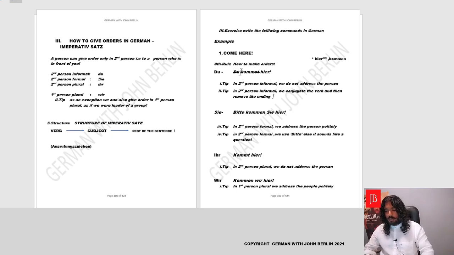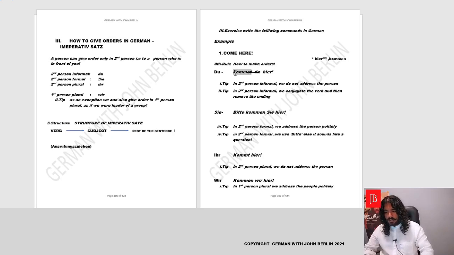So you'll basically omit du, and you'll go forward with the verb. Kommst du hier. We'll remove the du. We don't need the du. And we'll basically conjugate for du the verb kommen. How do we conjugate it for du? Ich komme, du kommst, sie es kommt, wir kommen, ihr kommt, sie kommen, Sie kommen. We'll pick up du kommst.